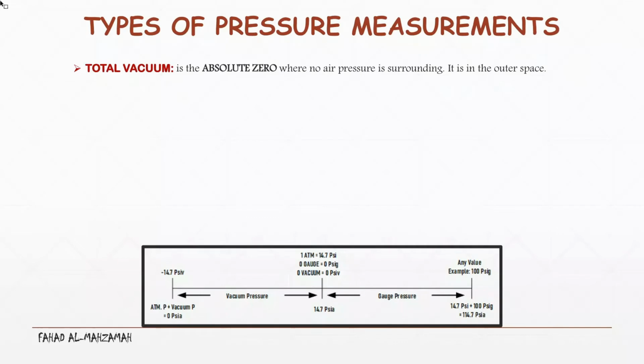The first type is called the total vacuum. The total vacuum is simply the absolute zero. So there is zero pressure. You suck all the air particles out of some place, and you will get at the end zero air or zero pressure. So that is called a total vacuum. Now where can we find this total vacuum? It's in the outer space, في الفضاء الخارجي.